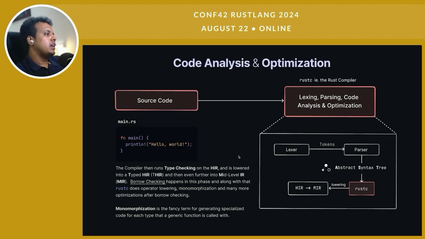Operator lowering happens there. Monomorphization, which is a fancy term for generating specialized code for each type, right? Let's say for example, you have a function that takes in a vec of T, and your actual code just uses a vector of 32-bit integers. So after monomorphization, instead of your code having a generic T, the MIR will already effectively replace that with a vector of 32-bit integers.